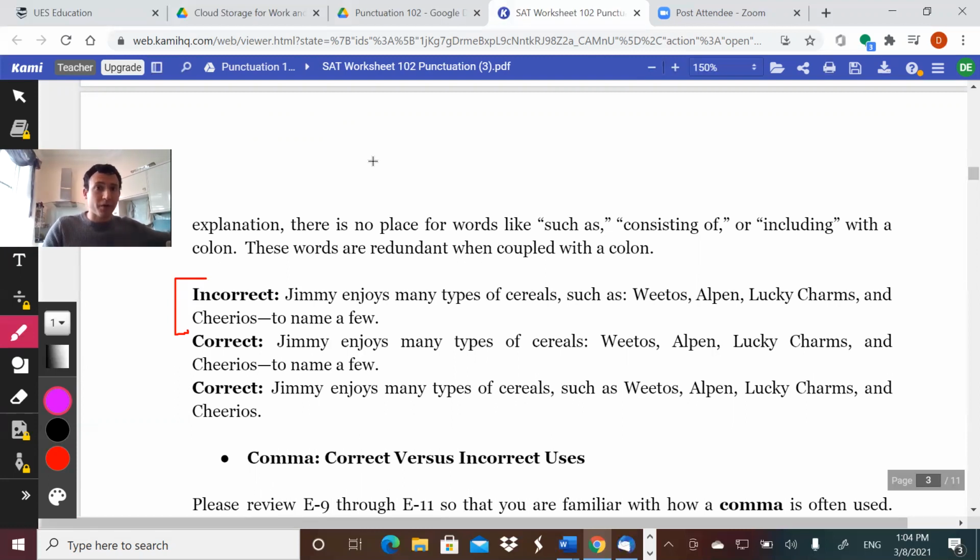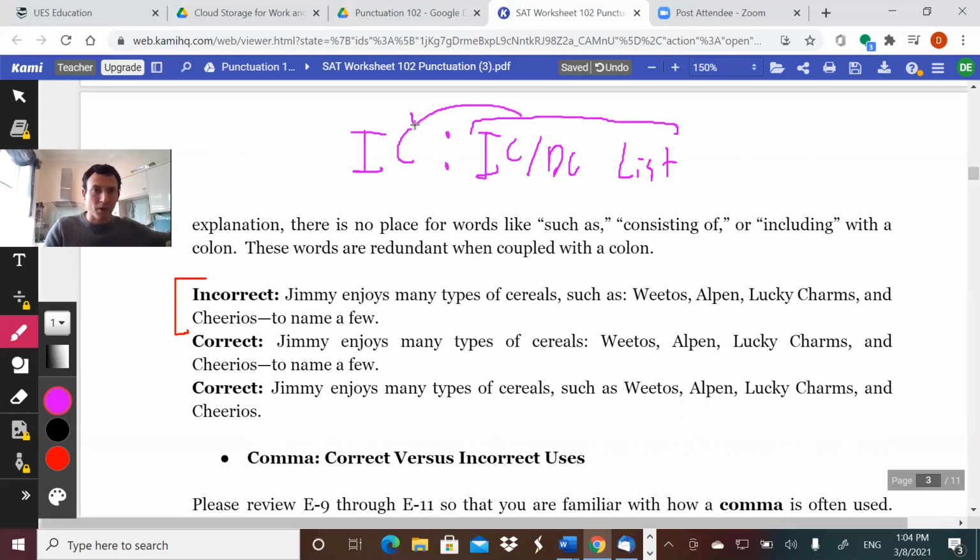The reason why this doesn't work, if you remember, is when you use a colon, you have to have an independent clause before the colon. After the colon can be anything. It can be an independent clause, a dependent clause, a list. The only rule after the colon is it has to further expand upon or explain the first part. If you think about it, that's what a list does, right? Jimmy enjoys many types of cereals, and then we explain what types of cereals in the list. The issue, though, and hopefully you've spotted, is "Jimmy enjoys many types of cereals, such as" — that's not an independent clause. So the minute you use a word like "such as," "consisting of," "including," you ditch the colon.